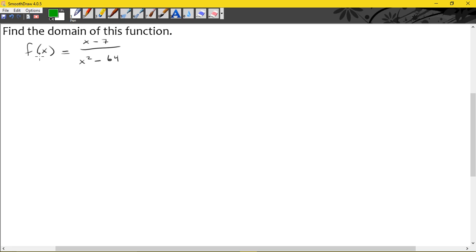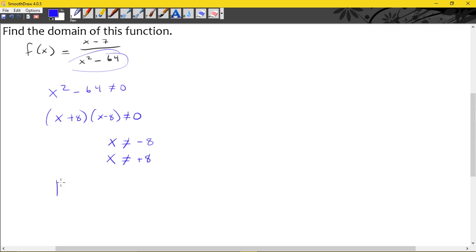Let's find the domain of this function. f of x is equal to x minus 7 divided by x squared minus 64. Now, this is our problem right here, we've got this denominator that cannot be equal to 0. And we're going to figure out when that happens by solving. This is quadratic, so I'm going to factor it. So x plus 8 and x minus 8 cannot be 0. That means that x cannot be negative 8. x cannot be positive 8.